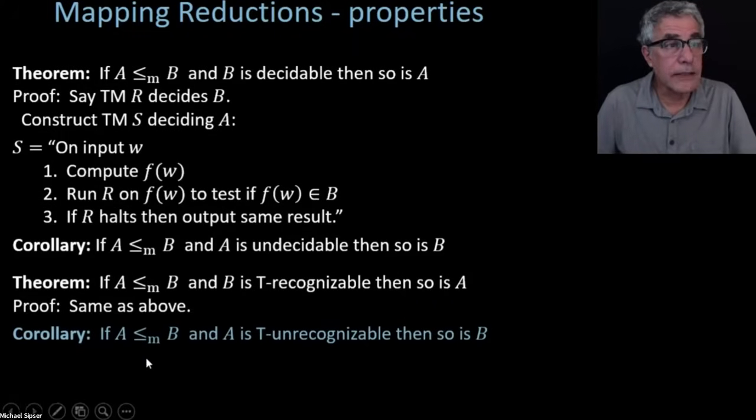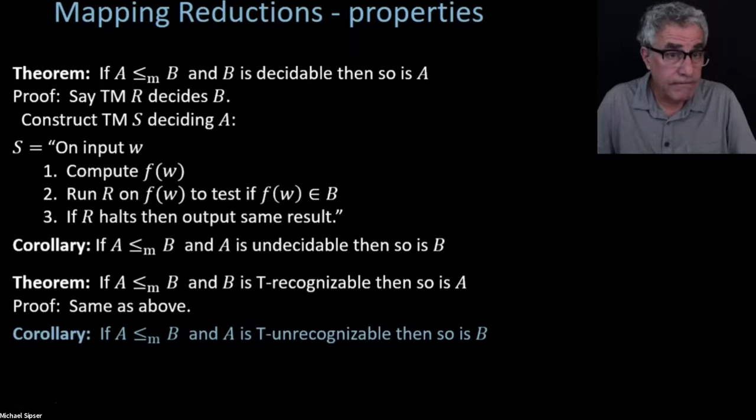And the corollary is that if A is mapping reducible to B and A is unrecognizable, then so is B. So this is, again, that sort of inverted logic.